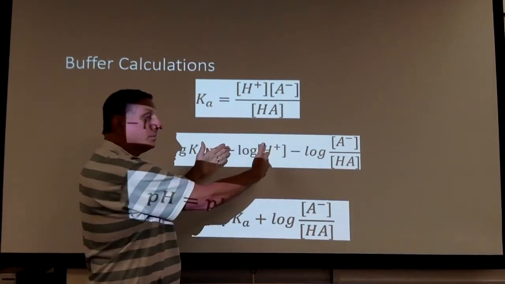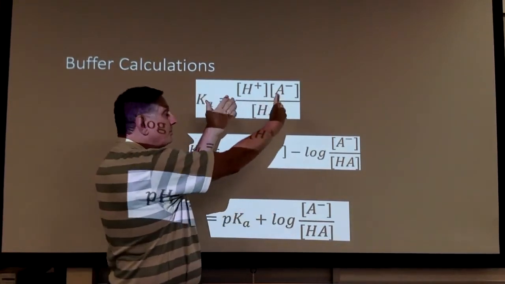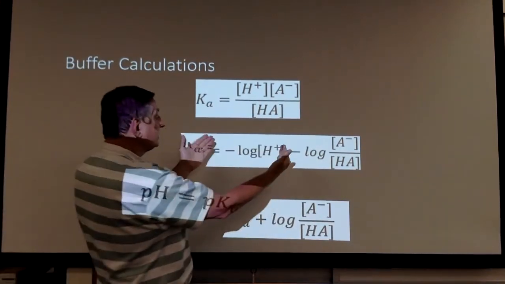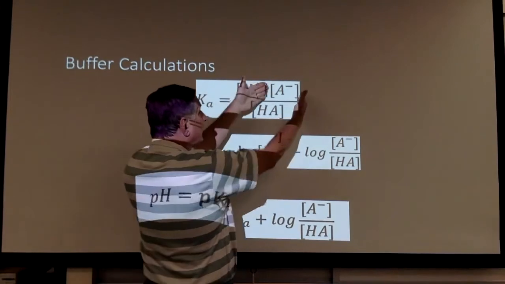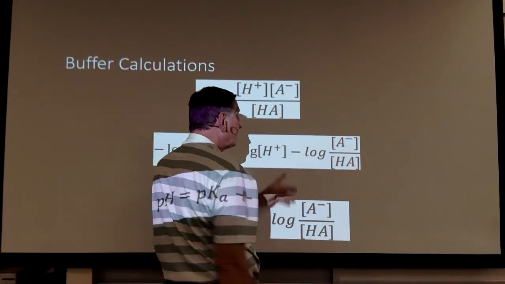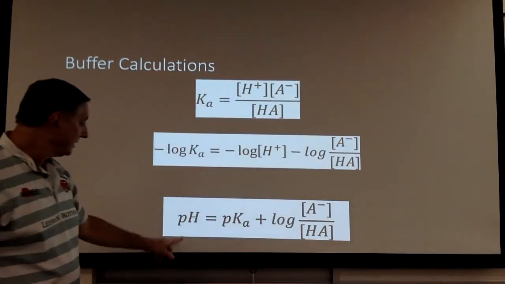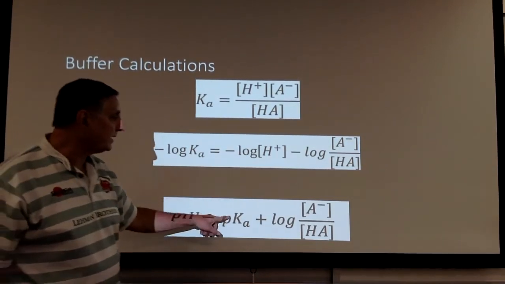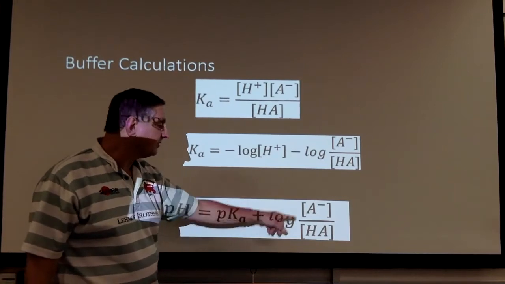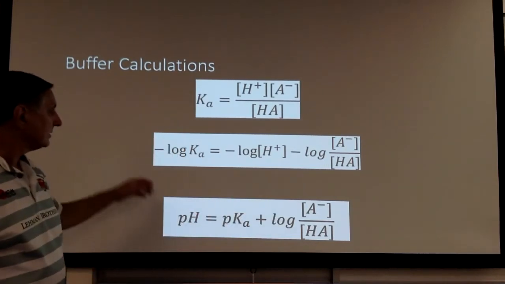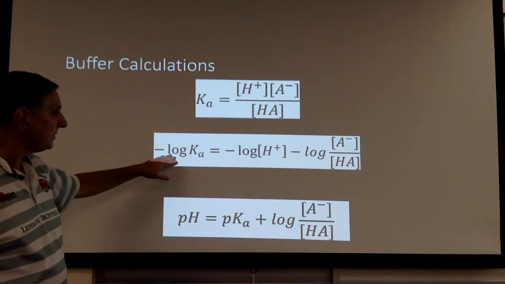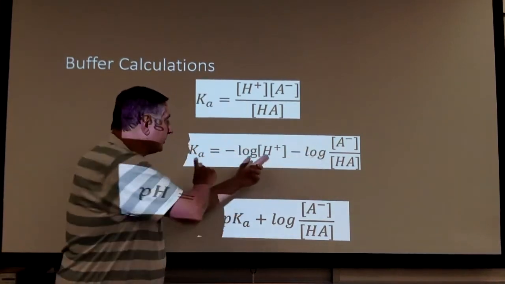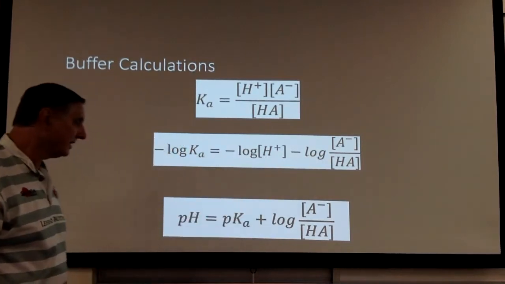I'm breaking this up. Remember that if we have terms that are multiplied, their logs are added. So negative log of H plus, I pull that out, and then I have this ratio of A minus to HA, that log. pH is equal to pKa plus the log of that. So this would actually be pKa equals pH minus the log of that. If we reverse these two, we simply add the log of that.